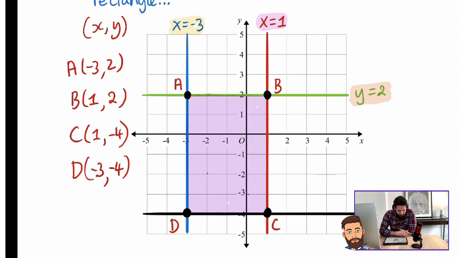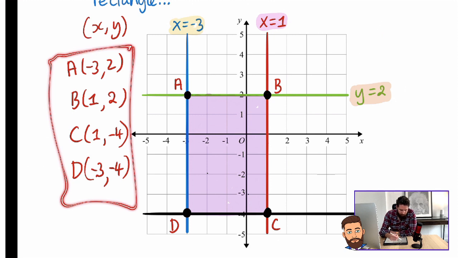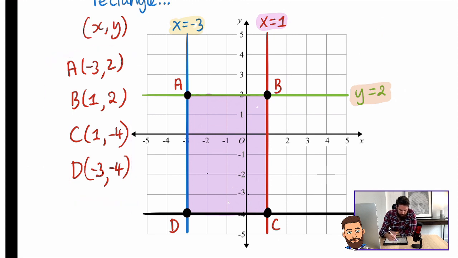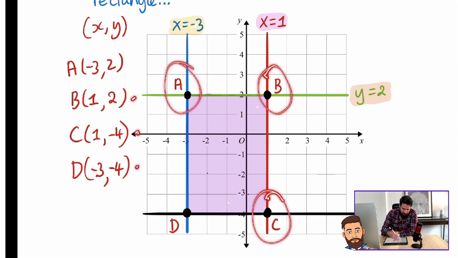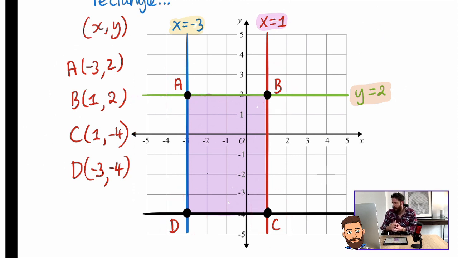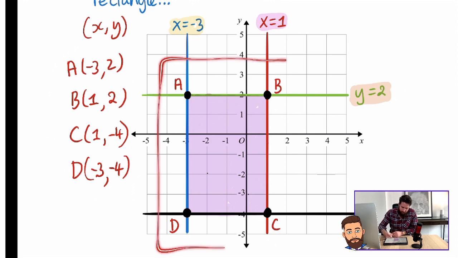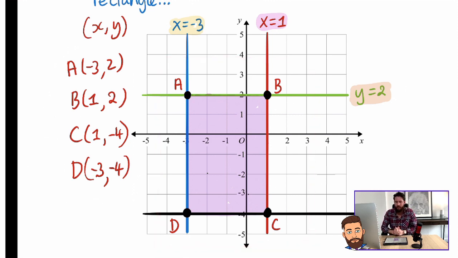So the coordinates that make up our rectangle are -3, 2, which is A, 1, 2, which is B, 1, -4, which is C, and -3, -4, which is D. And if you tie that back in, you can see that they are in the quadrants that we spoke about with the positive and negatives.